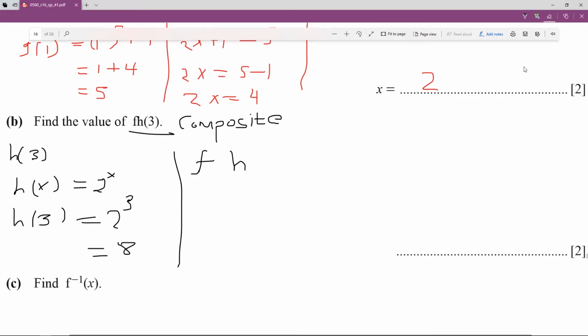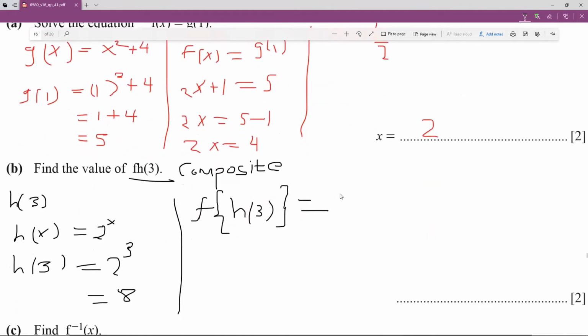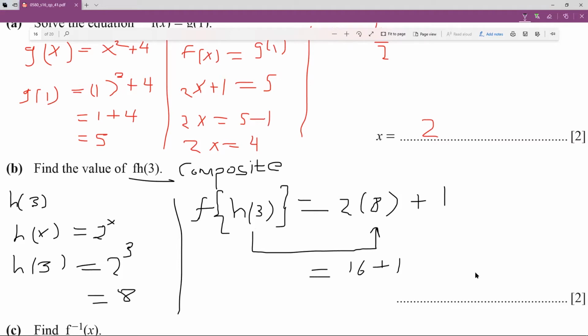f of h(3). Now what does that mean? That simply means h(3) takes the place of x in function f. So function f was, where is it? 2x plus 1. But now the place of x has been taken by h(3). Remember h(3), we have worked it out on the left side, it's 8. Now 2 times 8 is 16. Add 1, our answer is 17.